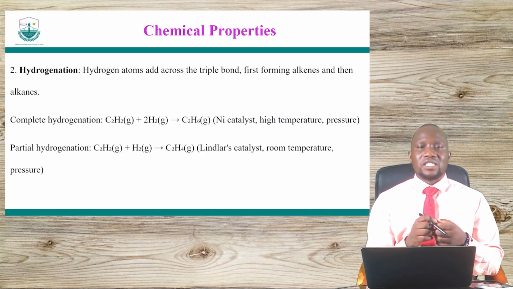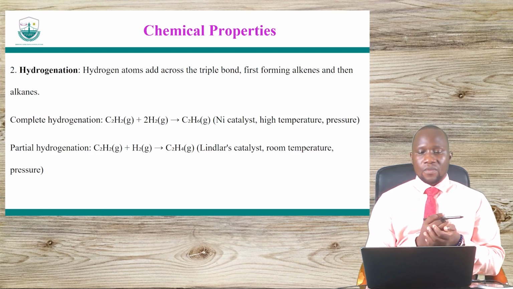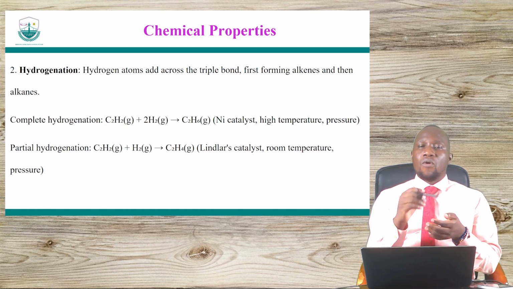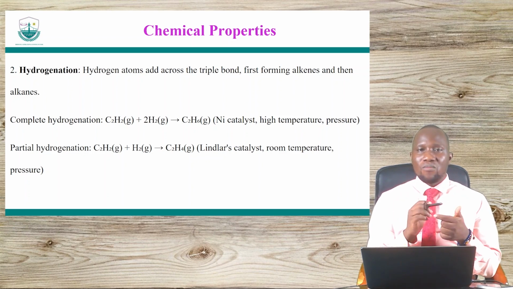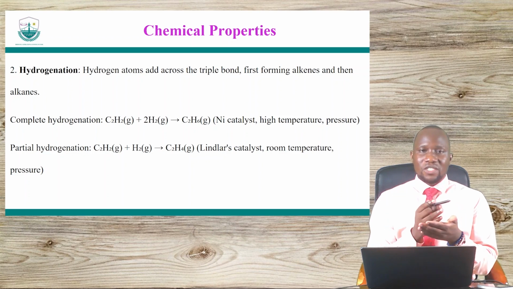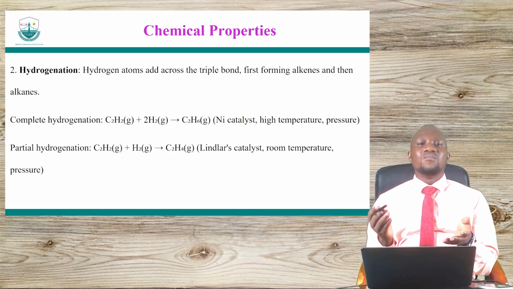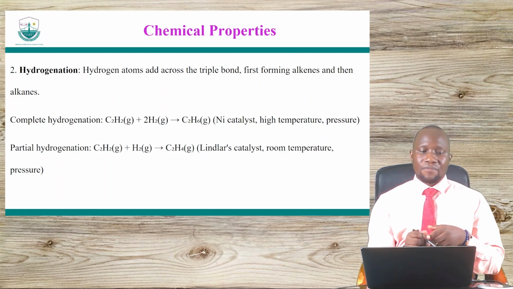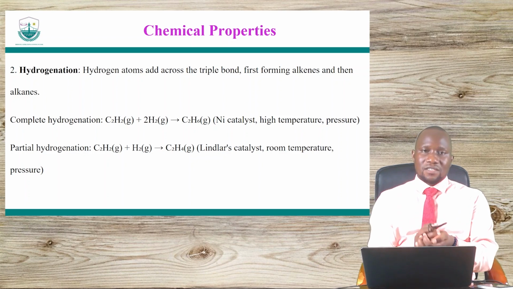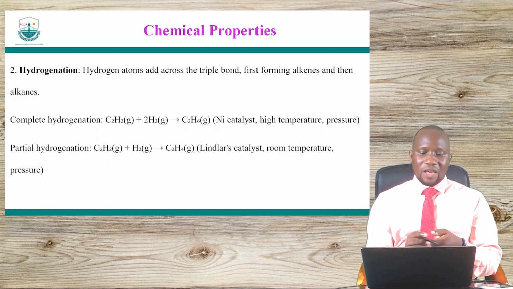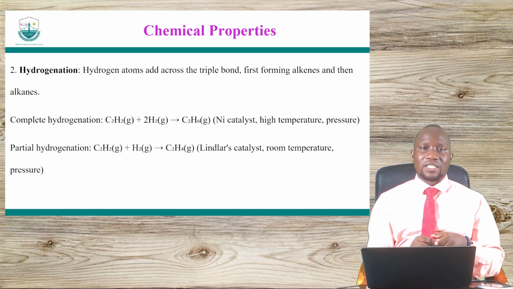The second reaction is hydrogenation, addition of hydrogen. When hydrogen is being added, we lose bonds. Remember, we have triple bonds. So we add hydrogen, we lose one bond, and then we form an alkene. So we add more hydrogen, then we form alkanes. So hydrogenation is also an addition reaction. You just add more hydrogen to it and then balance the equation, and that's it.